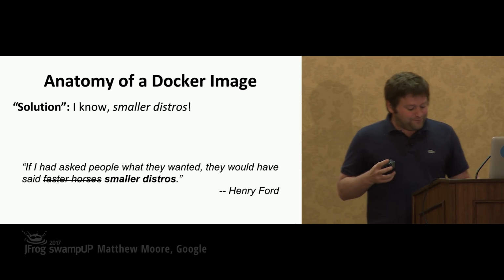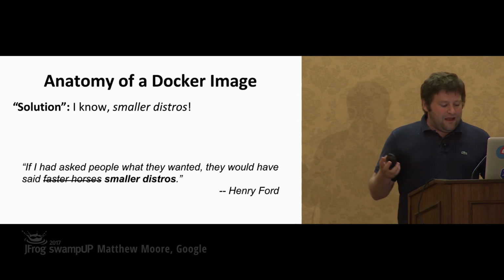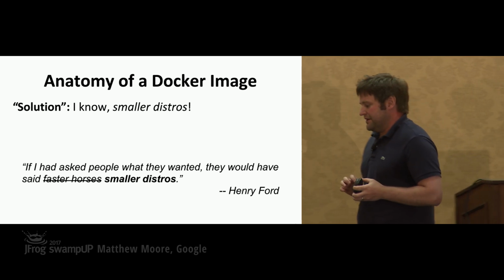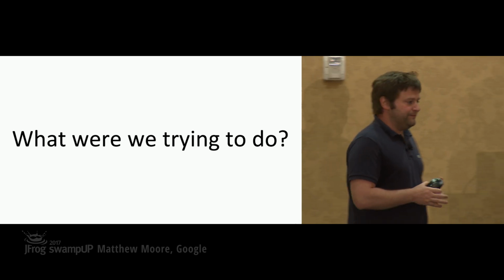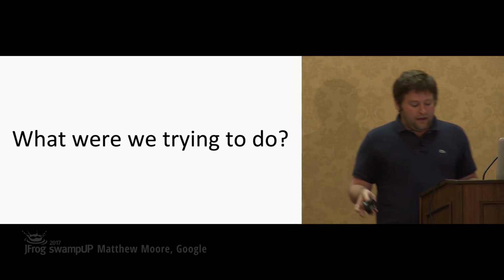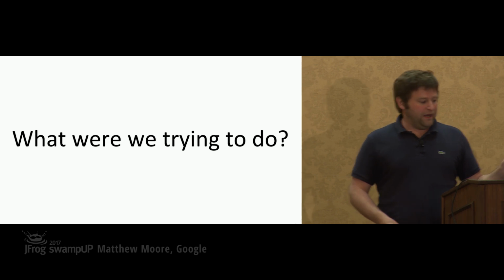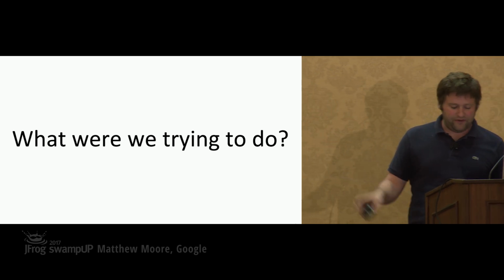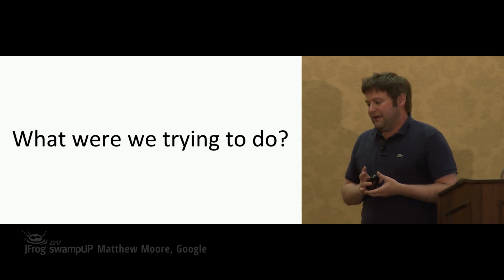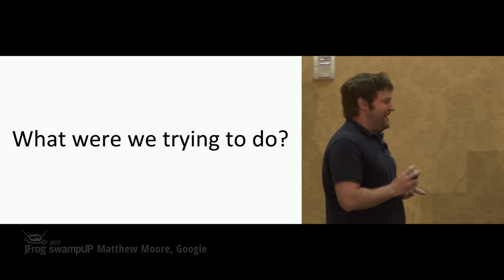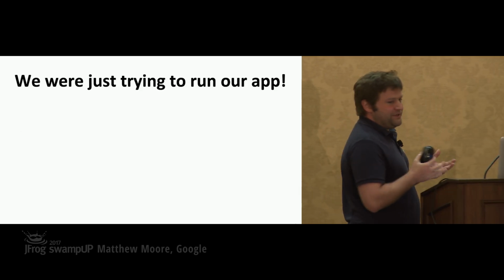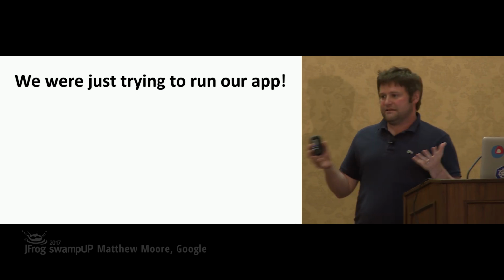And so we need to ask ourselves the question Henry Ford asked himself. What were we actually trying to do? In Henry Ford's case, people were trying to get from point A to point B faster, right? The horse was an implementation detail of that, right? Car, suitable replacement. So we were just trying to run our app in an isolated environment.